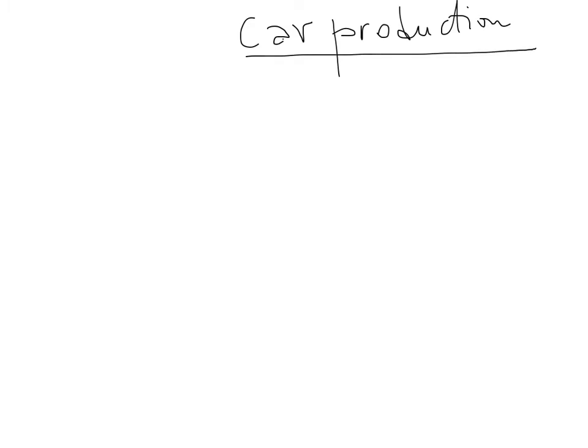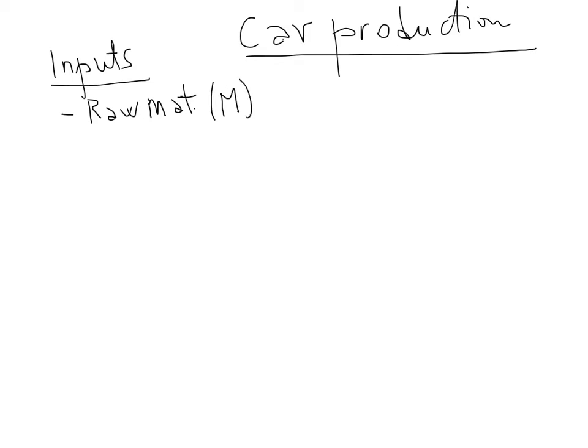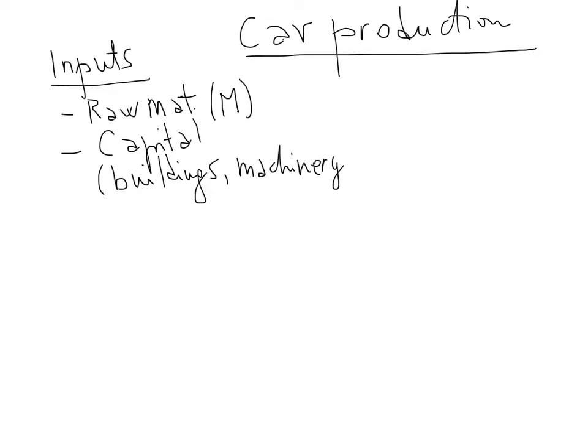So let's see, what do we need in the car production process? We are going to need some inputs of production, like raw materials, for which the notation is usually capital M. Then we are going to need some kind of capital, like buildings, machinery, technology. The notation for capital usually is K.